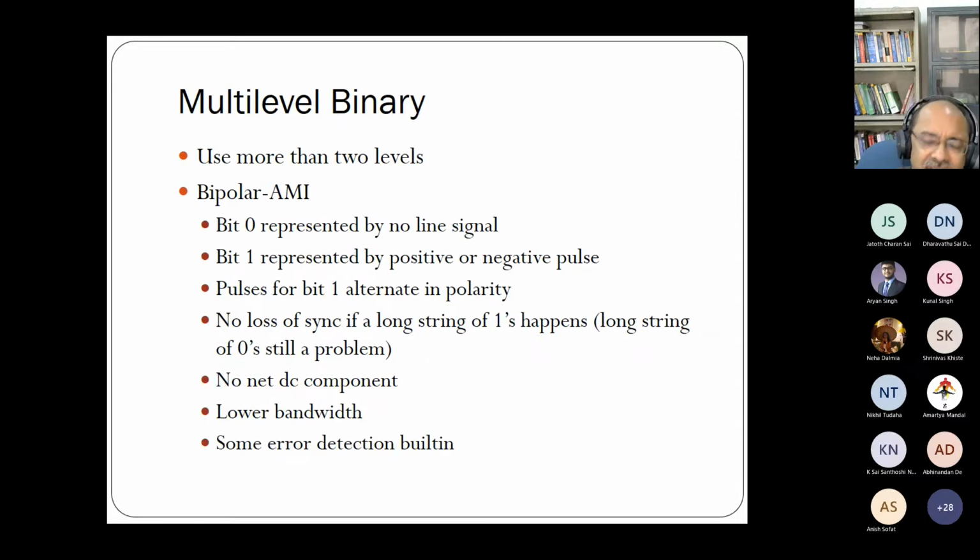So this multi-level binary, which is that bipolar thing that I was talking about, has more than two levels. Okay. So this is a little bit strange, but look at what happened. Bipolar AMI says bit zero, no line signal. Bit one will be represented by both positive and negative parts. But then I will alternate them in polarity.